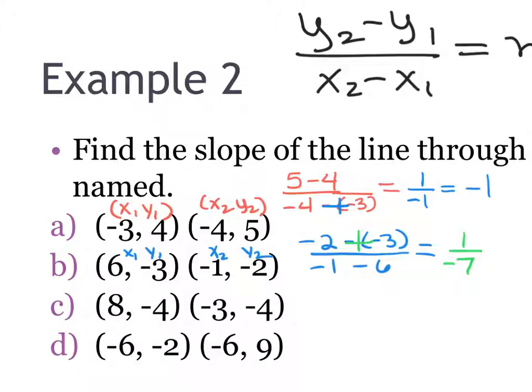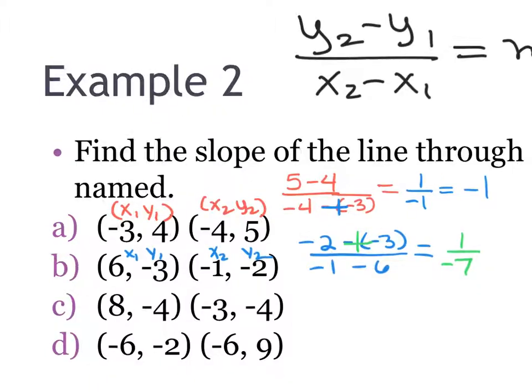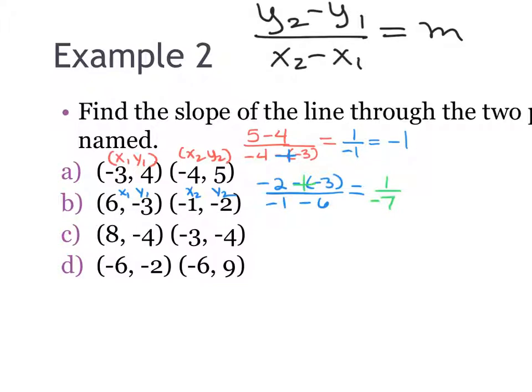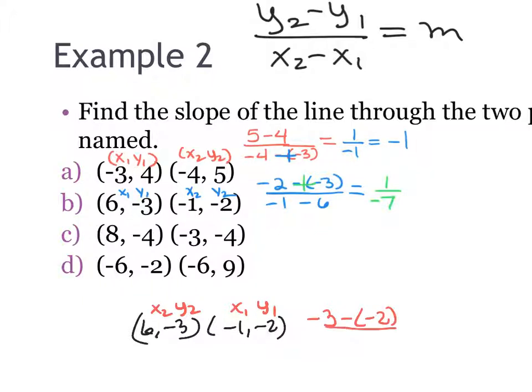Now, just to demonstrate that it doesn't matter, I get the same answer. Let's say I took these same ordered pairs, 6, negative 3, and negative 1, negative 2. And this time, I'm going to say this is x2, y2 and this is x1, y1. I just want to show you that you still get the same answer. So if I do negative 3 minus negative 2 and 6 minus negative 1, notice again, keep flip change, this turns into a plus.